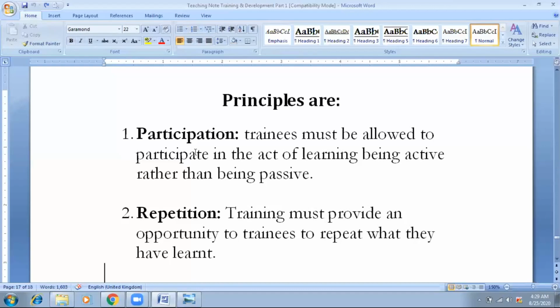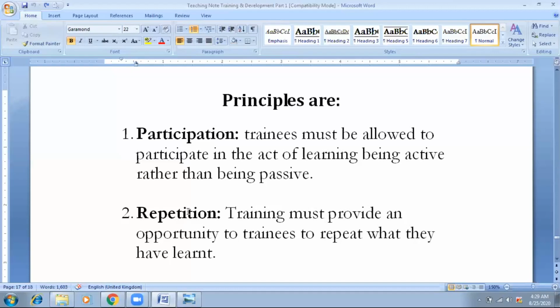Then the second principle is repetition. Training must provide an opportunity to trainees to repeat what they have learned. Because of repeating, the person will be able to remember.